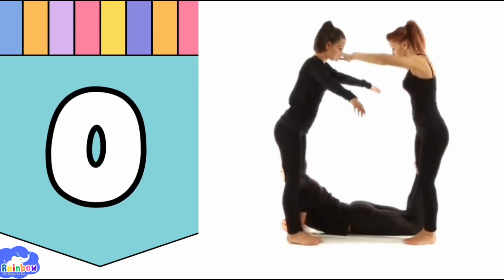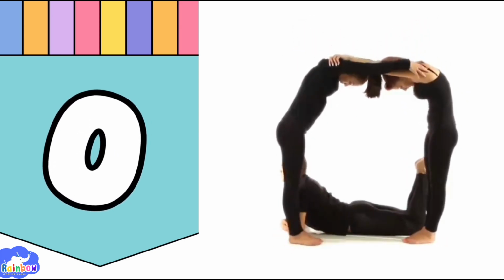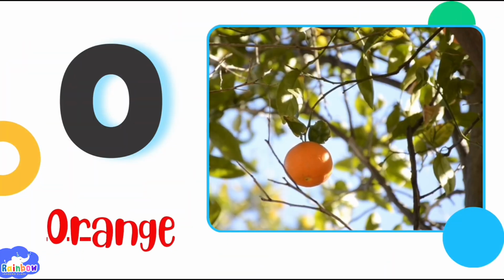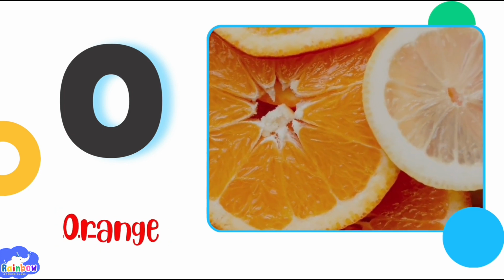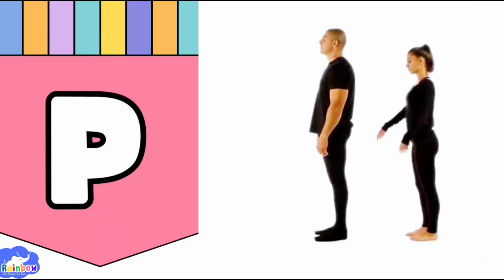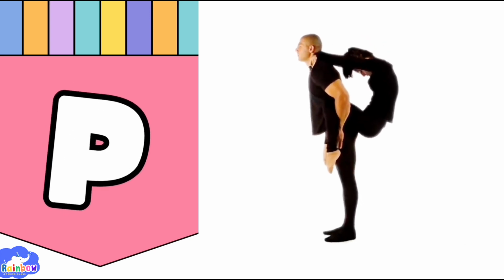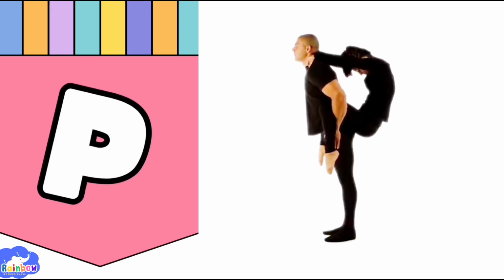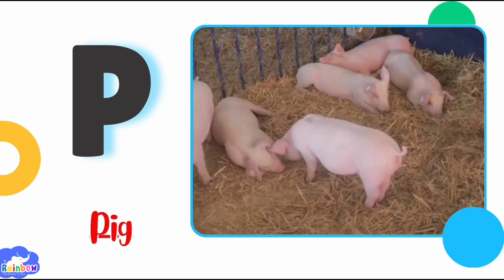O. O. O is for orange. Orange. P. P. P is for pig. Pig.